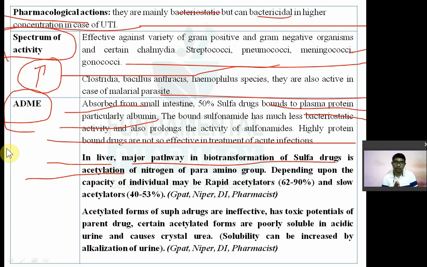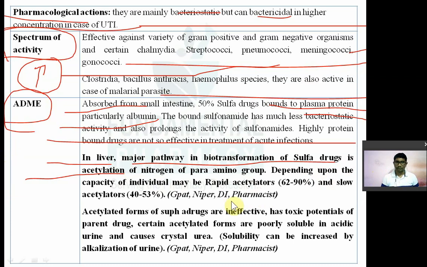And you know that the acetylation, so whatever the gene that controls the enzyme acetylase, it varies from person to person. Genetic polymorphism. तो यहाँ पे स्लो एसिटाइलेटर्स होंगे या फिर रैपिड एसिटाइलेटर्स होंगे. तो सल्फर ड्रग्स आर मेटाबोलाइज्ड बाय एसिटाइलेशन ऑफ नाइट्रोजन ऑफ पैरा अमीनो ग्रुप. जो पैरा अमीनो ग्रुप है वहाँ पे एसिटाइल ग्रुप आ जाए.